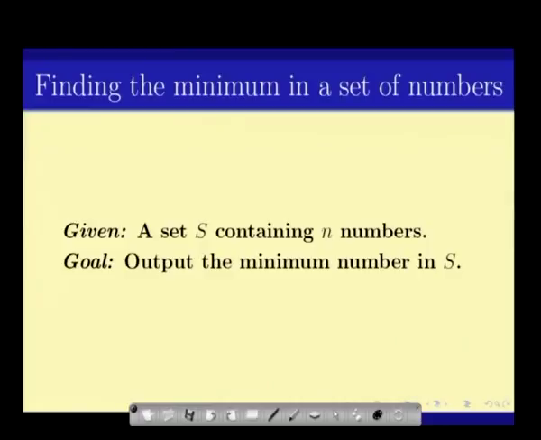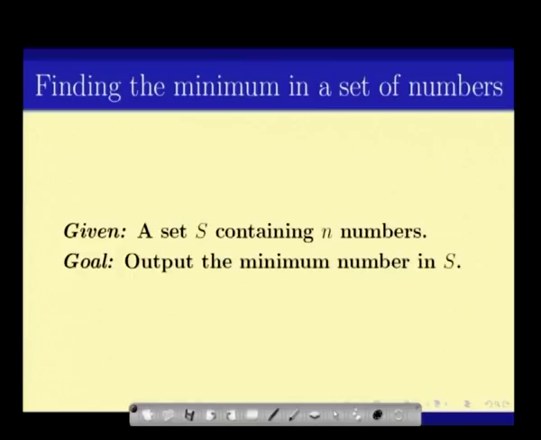So, basically we have been given a set S containing n numbers, and we want to output the minimum number in that set S. This is a problem that we of course face in day to day life, because many times we have these sets of, say, winners or marks, and we want to find out the highest scorer or the lowest scorer or so on.